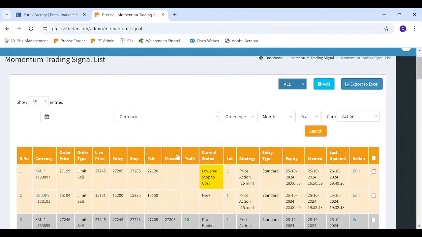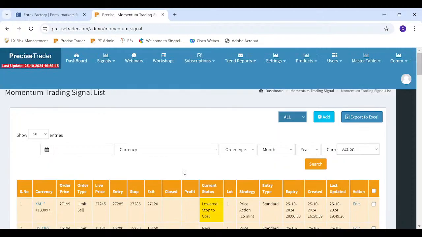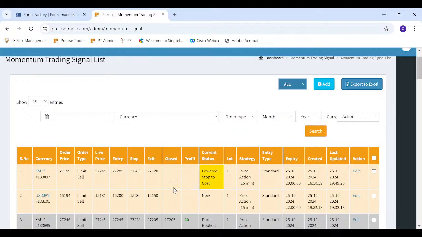Do take note, we are into gold. We just shorted just now, and I think our server is down. We are just trying to restart it, but anyway, we will try to put in the trades as we go on. So we are selling gold right now.